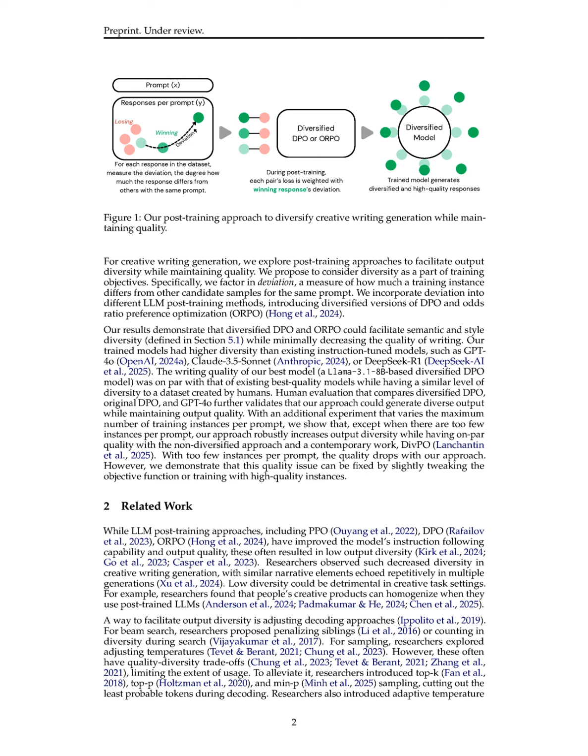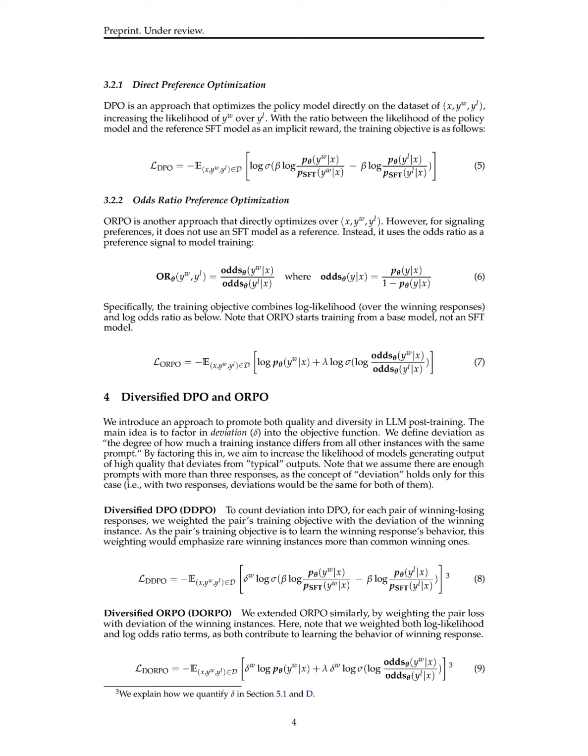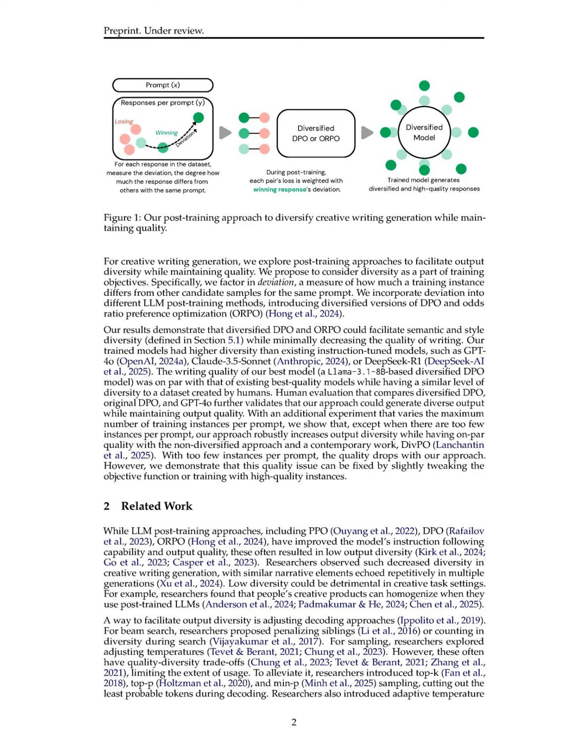Specifically, DDPO and DORPO facilitate both semantic and style diversity, resulting in models that generate outputs with greater variation compared to existing instruction-tuned models like GPT-4o and Claude 3.5 Sonnet. The results indicate that these diversified approaches achieve diversity levels comparable to human-crafted datasets while keeping the quality of writing on par with state-of-the-art models.